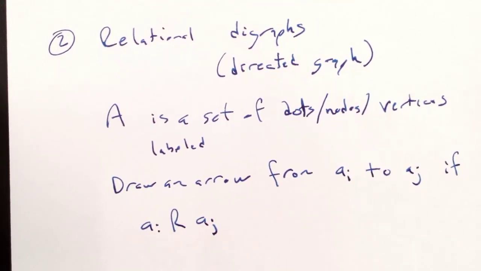I'm going to draw an arrow from item a_i to a_j if a_i is related to a_j. Think about this in terms of the matrices. I'm going to draw an arrow wherever there's a 1 in my matrix.